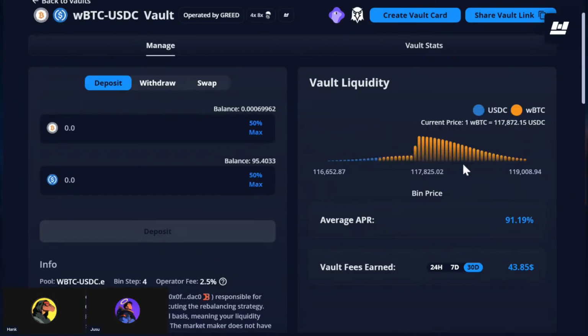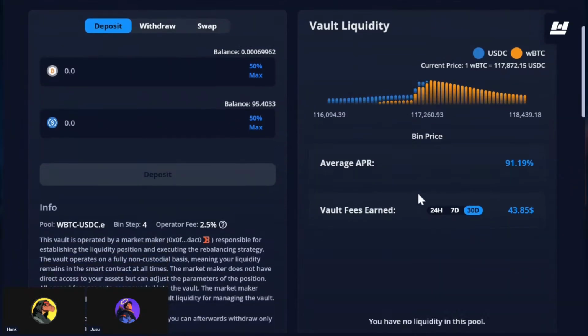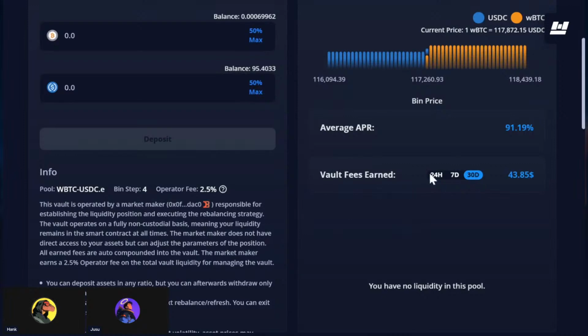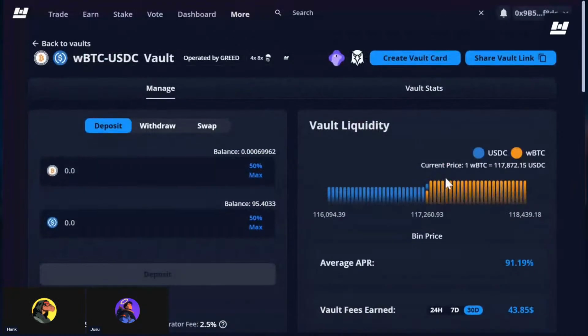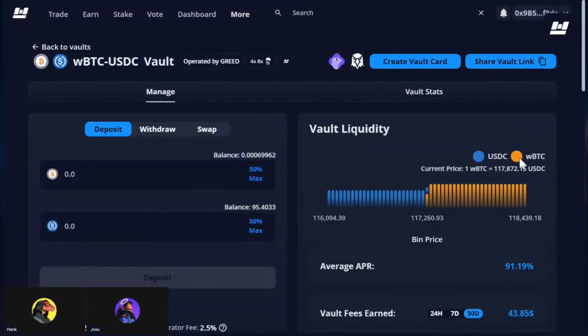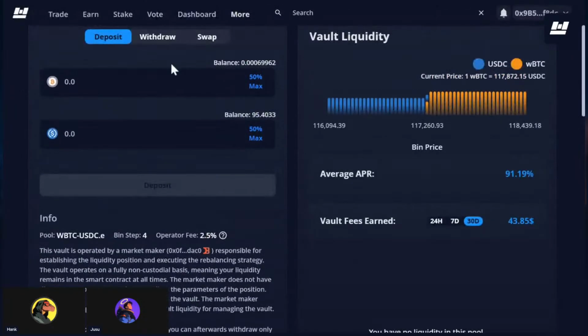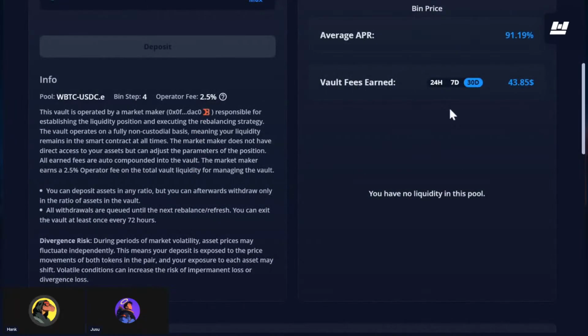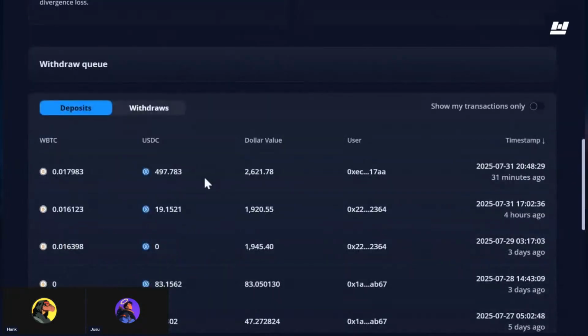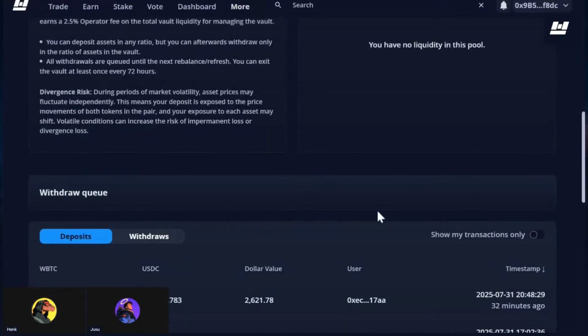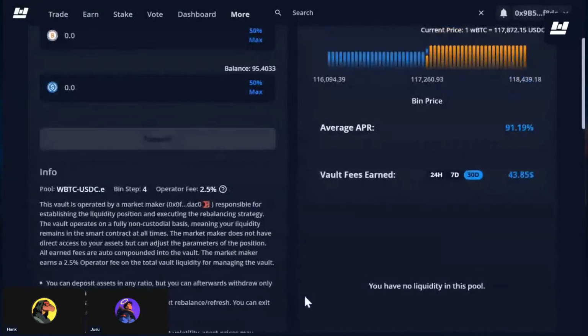You can see what the operator's doing in the current market. You can see the average APR, vault fees earned over certain days. This is just the first page giving you the basic information. And if you're allocating, we're going to do that later. If you're allocating liquidity in there, you will see your position here. And you can then see withdrawals and show your transactions here, what's happening in the withdrawals and deposits to the vault.